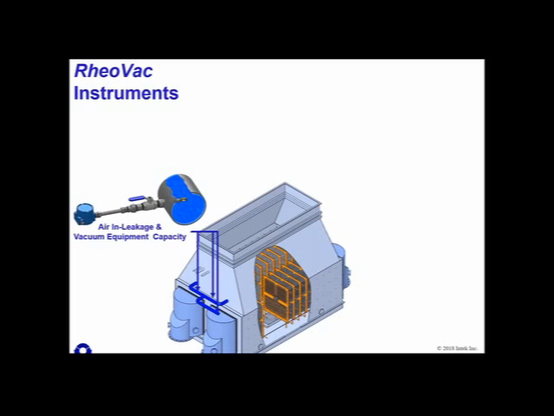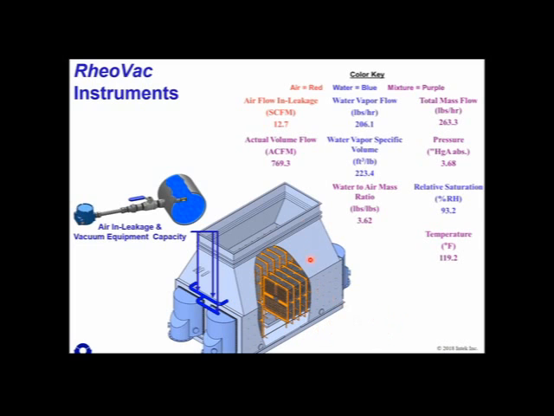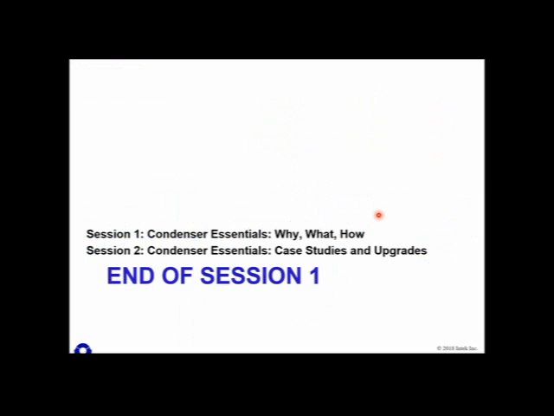So I'm going to show you how to use the Reevac data, Reevac that's installed in these air offtakes. I'm going to show you how you can use one parameter from that Reevac and know for certain if it's affecting back pressure. You don't even need to look at any other data, just one value off this instrument. You'll know if it's affecting back pressure. And then you look at two other parameters and you'll know if it's high air in-leakage or your pump capacity. And so that's the end of today's session.